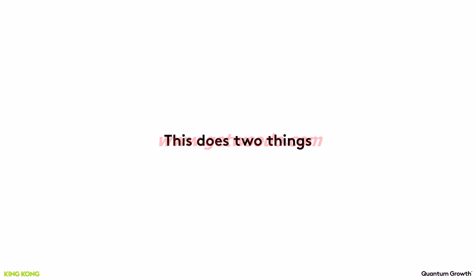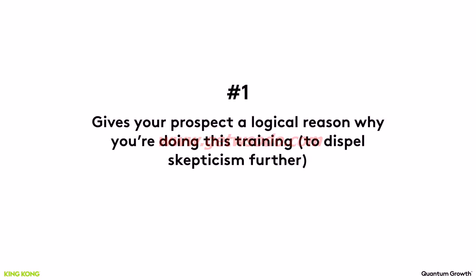Now, this does two things. One, it gives your prospect a logical reason why you're doing this training to dispel that skepticism even further, because naturally they're going to be like, why is this dude taking the time out of his day, or this girl taking the time out of their day to educate me and do all this stuff for free? Like, what is the hidden motive here? Most people will be like, oh, I would never do that. I don't want them to know that I'm going to be making an offer. That's ridiculous, right? You want to let them know that you're going to be making an offer.